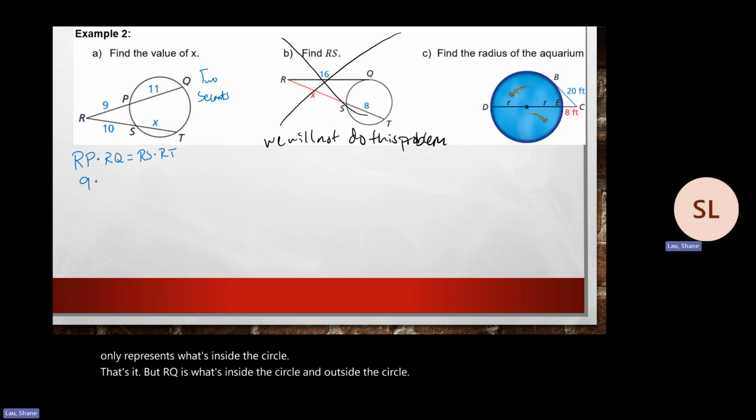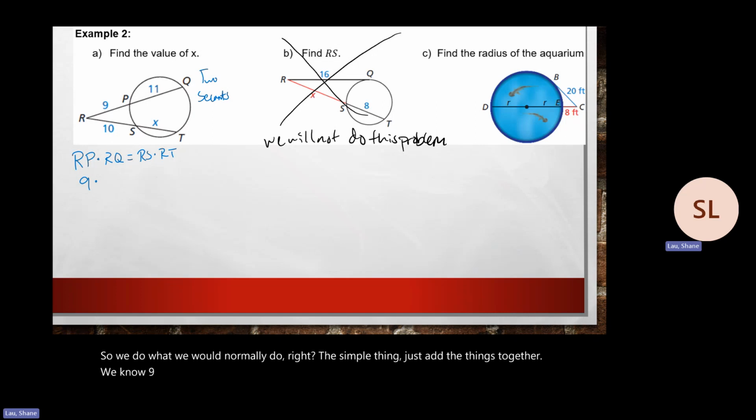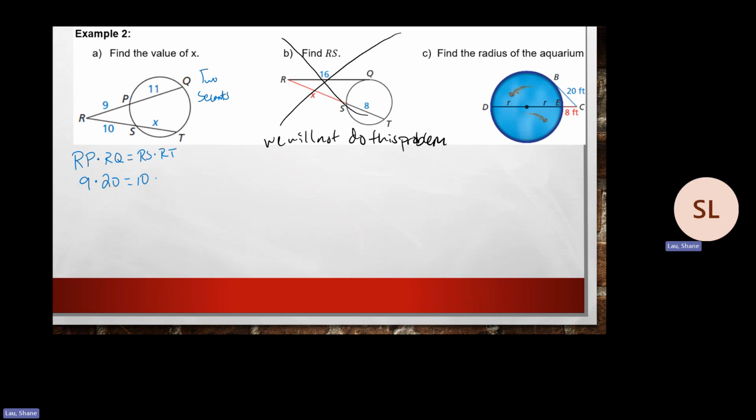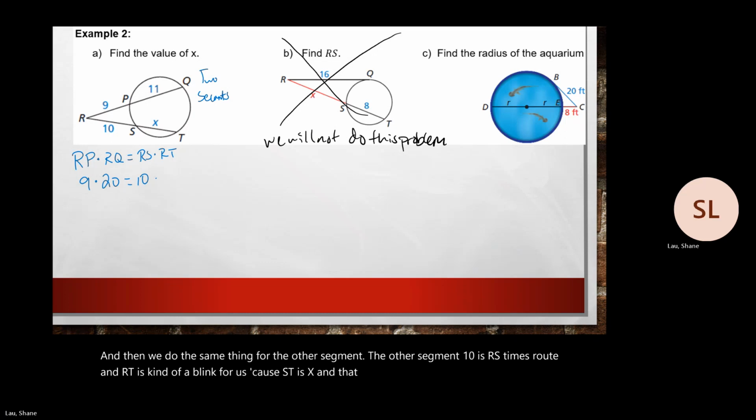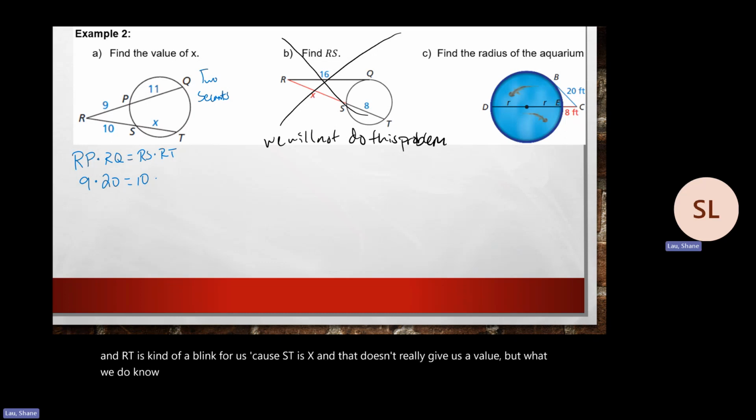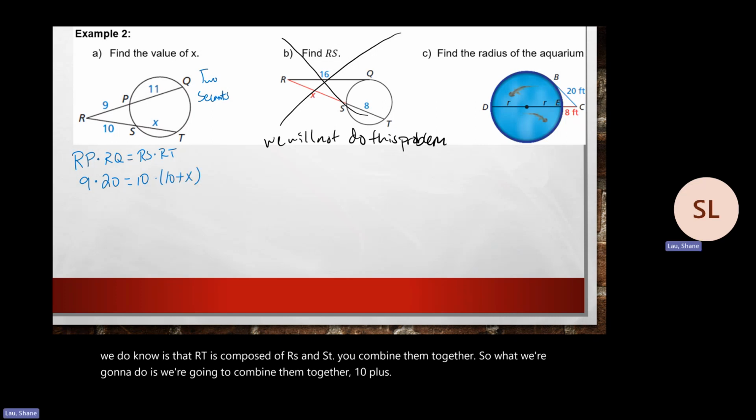So we do the simple thing: just add the segments together. We know 9 plus 11 is going to be 20. Then we do the same thing for the other secant line. 10 is RS times RT. RT is kind of a blank for us because ST is x, and that doesn't give us a value. But what we do know is that RT is composed of RS and ST. You combine them together, so we get 10 plus x.